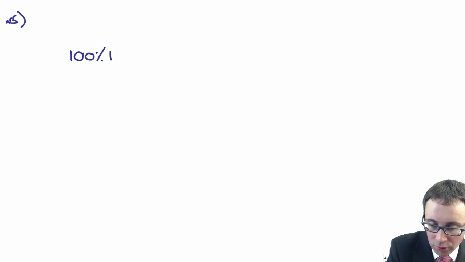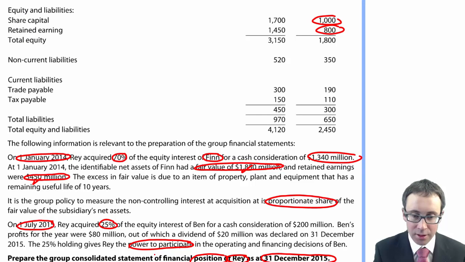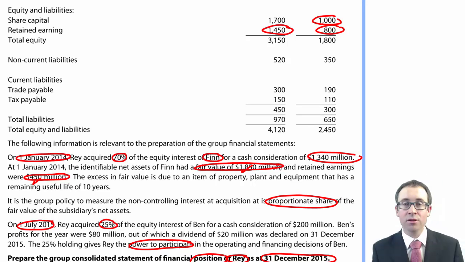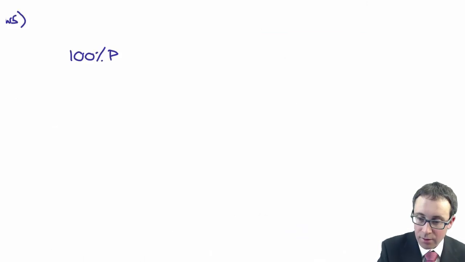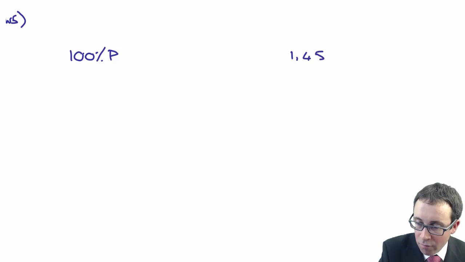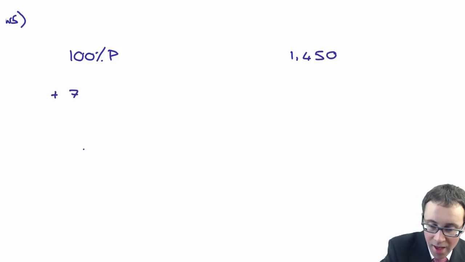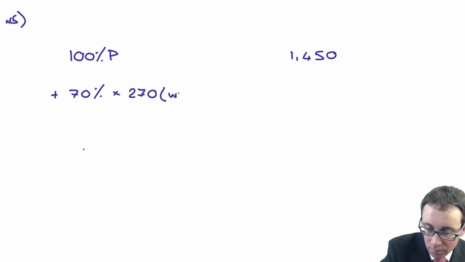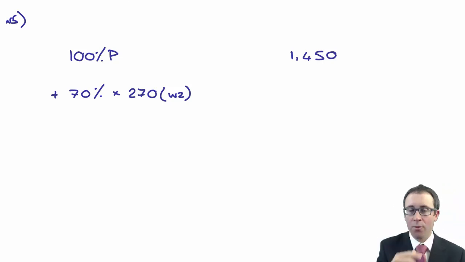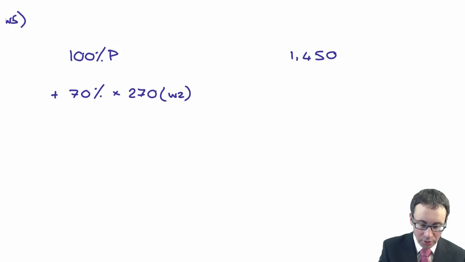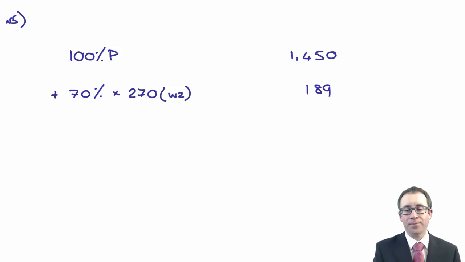So we put in, is it 100% of the parent's retained earnings? 100% of the parent's retained earnings are the 1450. So 1450. I then add on 70% of the post-acquisition profits. Again, I'm not writing in any explanations. I'm just putting in the numbers and showing where the numbers come from. The marker will be able to identify what you've done if you label things up clearly. So you've got 70% of 270, that's 189.